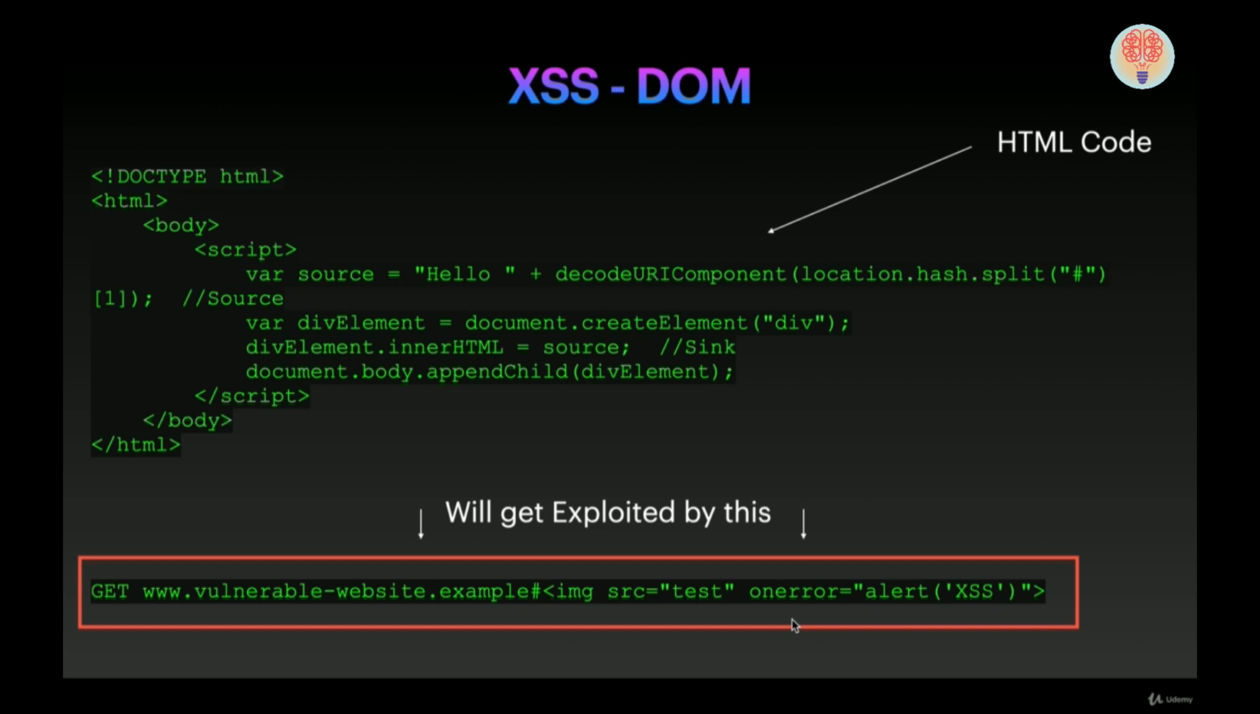You can see clearly that a GET request is sent to www.vulnerable-website.example with a URI fragment, that is hash, which goes into our source. So if we give an XSS payload, that is img src equals test onerror alert XSS, into the source where the URI fragment parameter is the hash, it will automatically come out of the sink, that is the output, and we will get an alert. I hope you guys understood a very basic example of DOM based XSS.